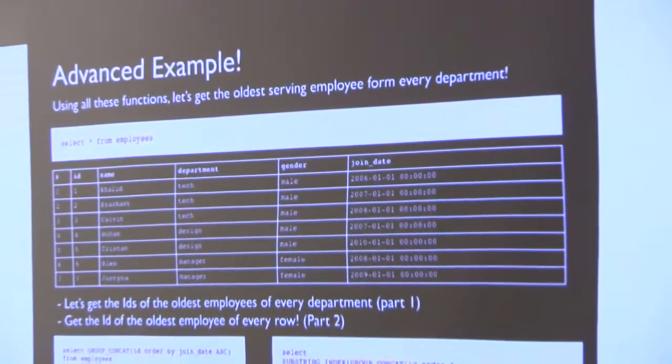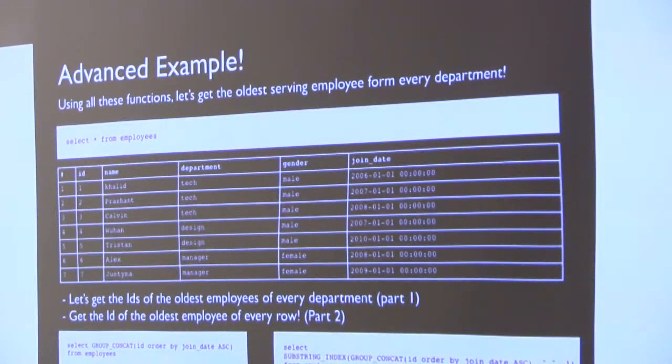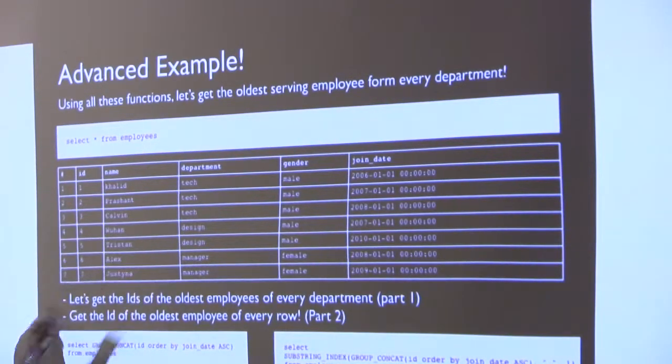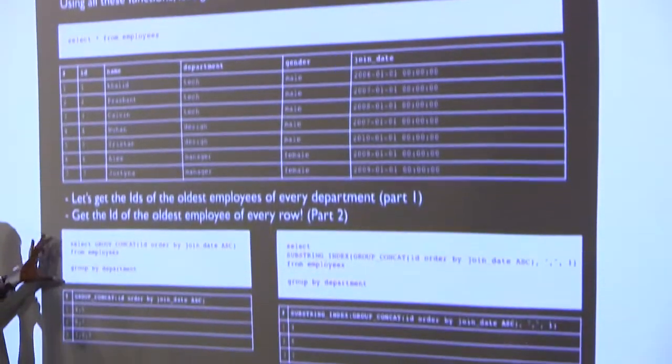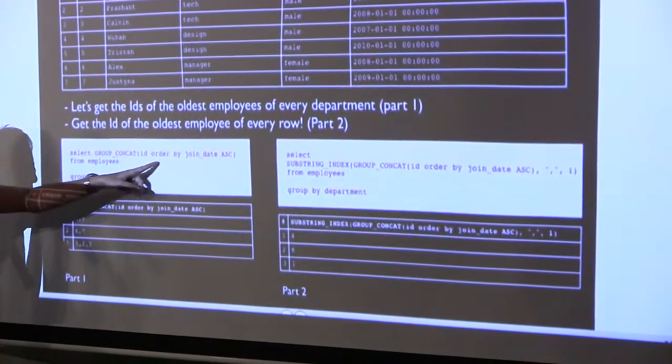Now, here's the fun part. Imagine it's the end of the day. You want to do this: I want to get the longest serving employee in every department, right? In one query. So here's how you do it. You have the full table, everybody's here. You get the first query, which says I want a group concat ordered by join date.